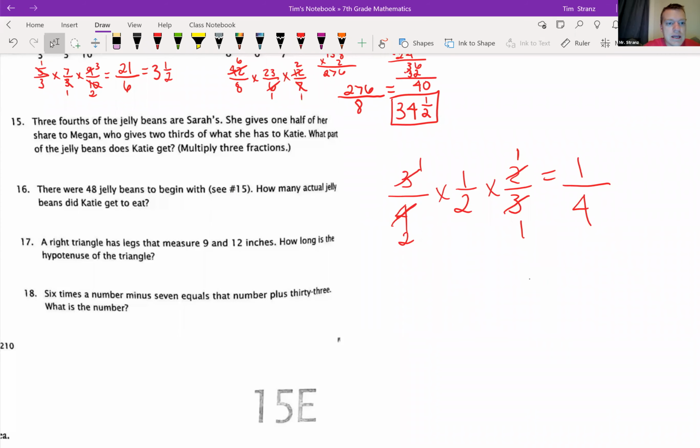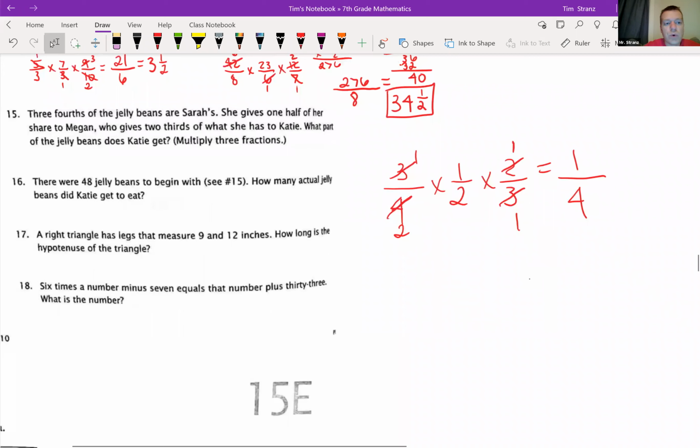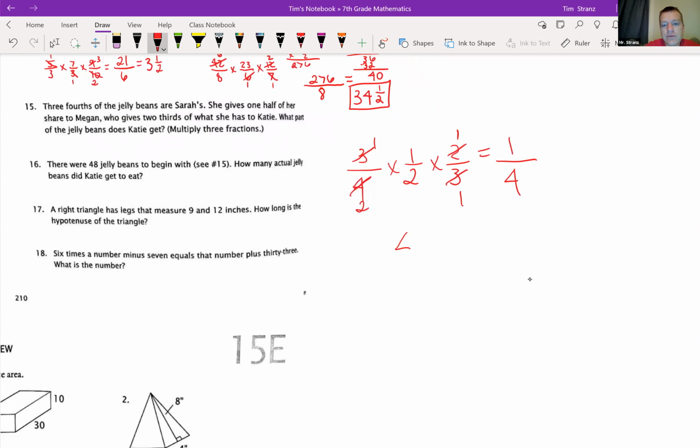Okay, number 16, there were 48 jelly beans to begin with. How many actual jelly beans did Katie get to eat? Okay, so 1/4 times 48, right? 48 times 1/4. Again, you can cancel out. 4 goes into that once, 4 goes into that 12 times. So she got 12 jelly beans.